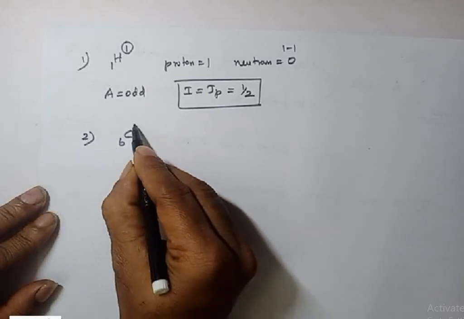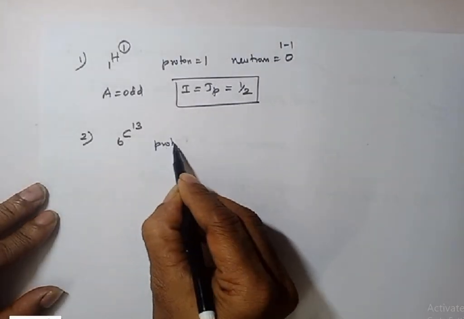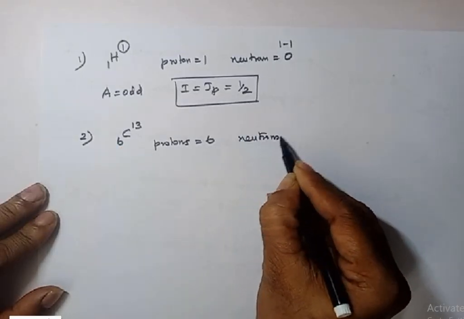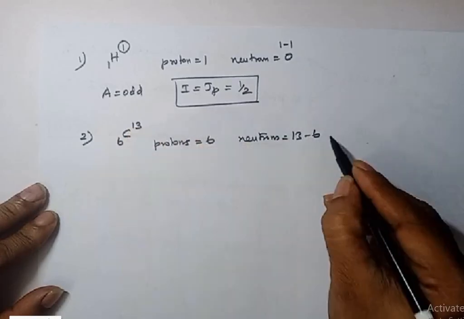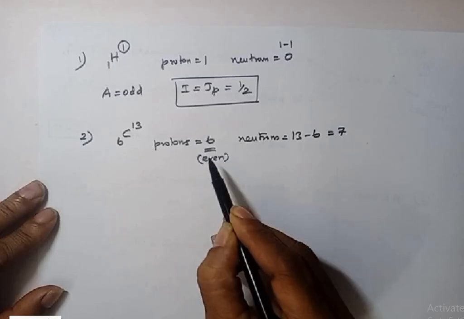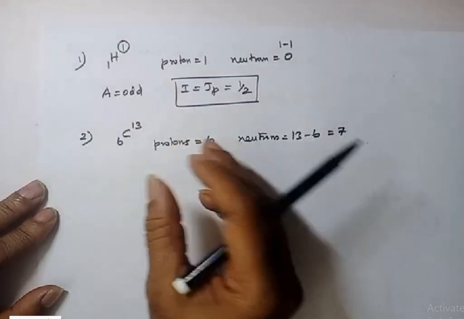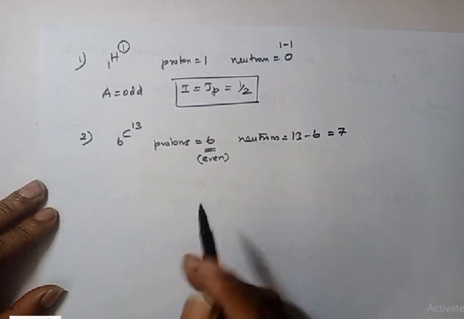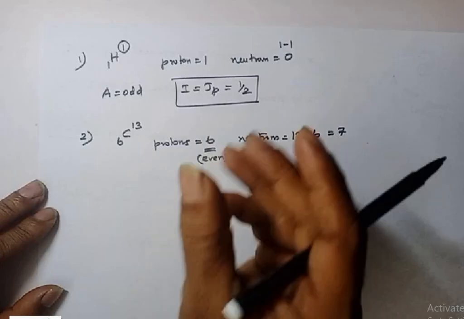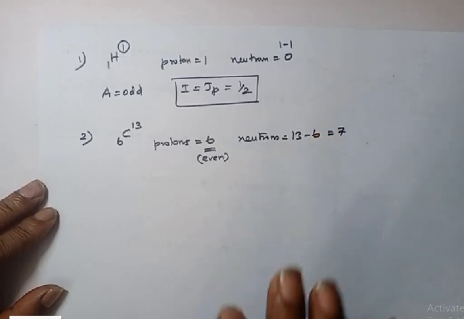I'll take C-13. See how many protons are there? There are 6 protons. How many neutrons are there? 13 minus 6, we get 7. Listen, the proton number is even. You know very well, if you have an even number, then the spins of each proton cancel themselves. So, since the proton number is even, protons do not contribute to the spin of the nucleus. Only the neutron, which is an odd number, will contribute.